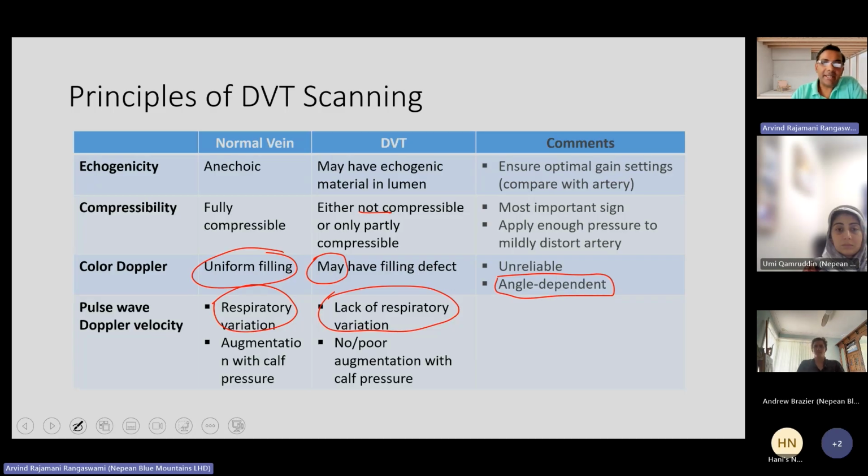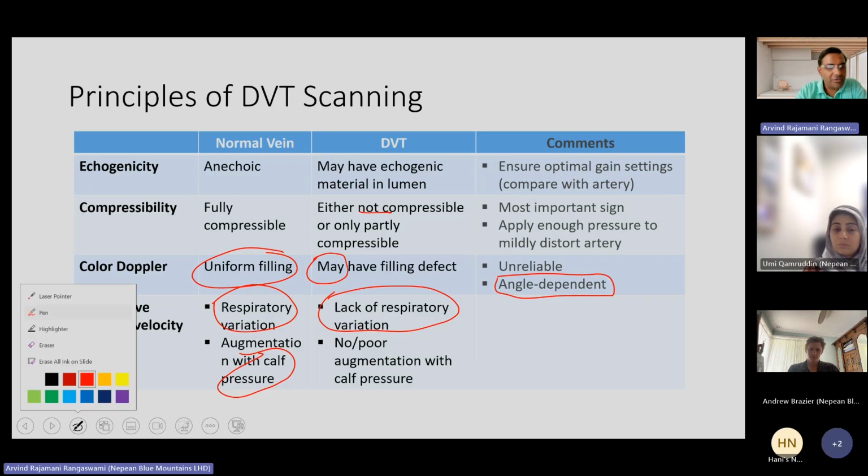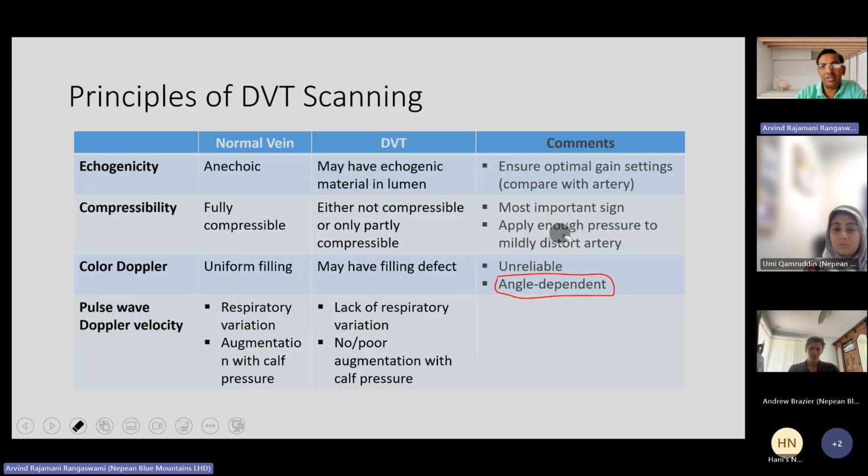On the other hand, the other thing that you do is look for a distal augmentation. If you apply pressure on the calf and look at the velocity, you will have a significant augmentation of the velocity in a normal setting. Whereas if you have a DVT that is in between your calf pressure point and the vein that you're scanning, it may not augment. This is, however, not advised because you may have a risk of dislodging a clot and causing a pulmonary embolus. Of course, that's a different way you can get a diagnosis, but not the best way. Do you have any questions so far?